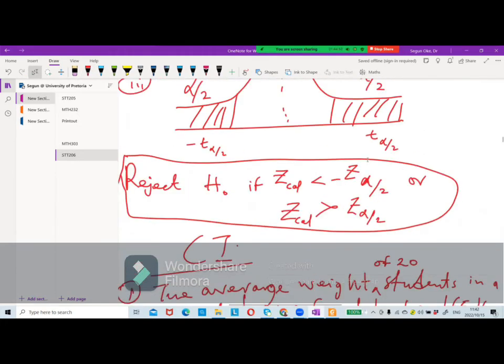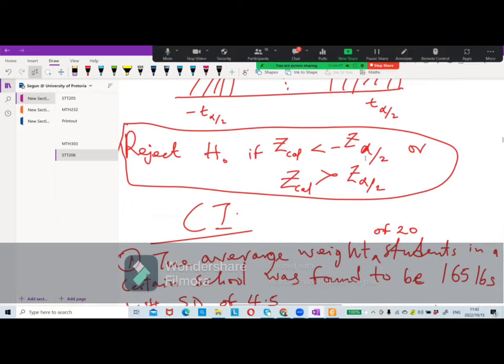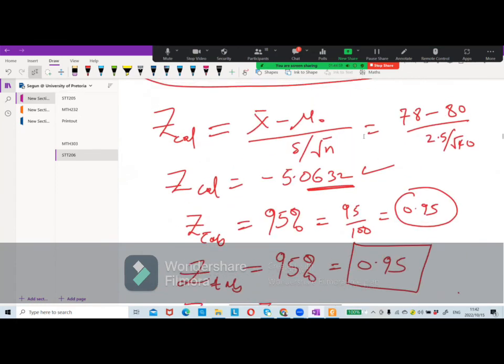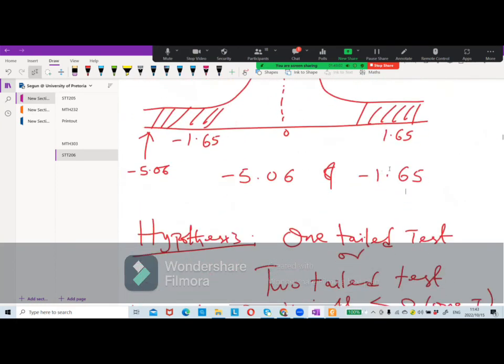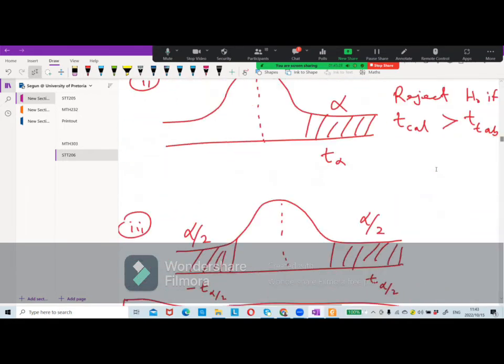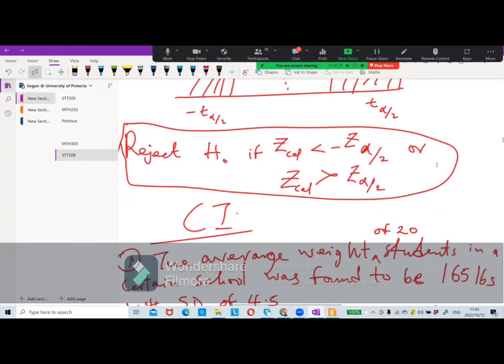The question now says Z calculated is less than Z tabulated. So do we reject or accept the H naught? We reject the H naught.